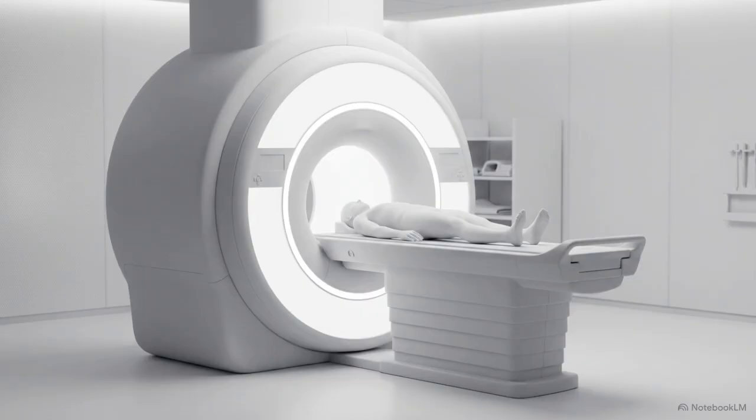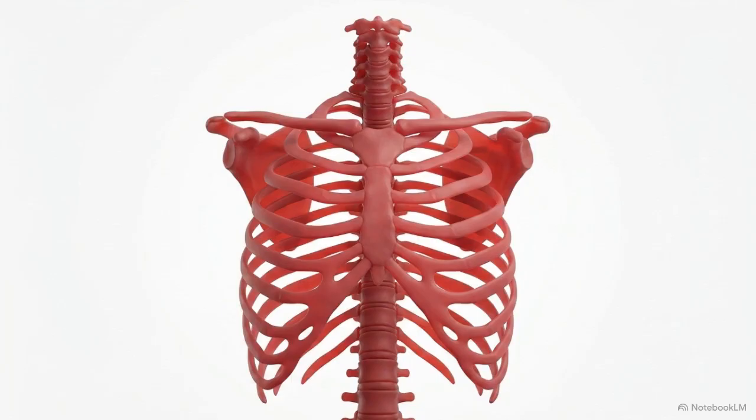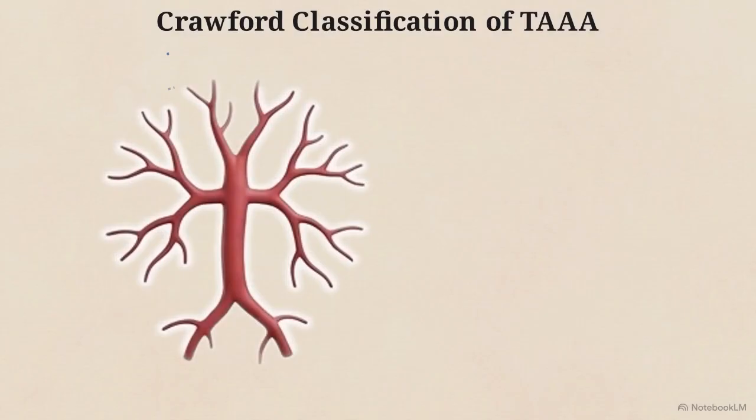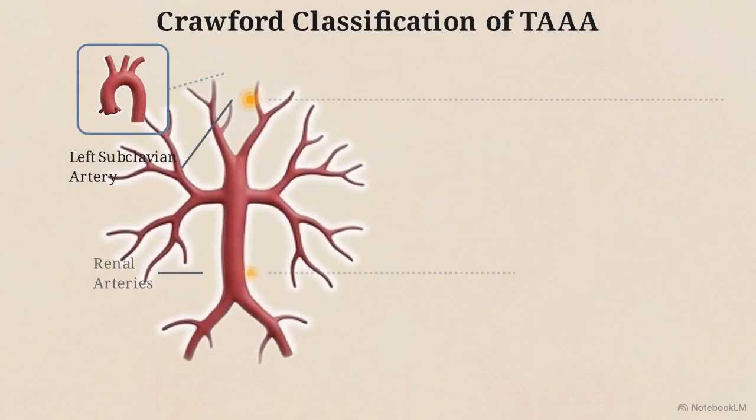EVAR isolates the aneurysm, but it does not remove it. The pressurized biological environment remains, demanding permanent radiographic vigilance. Moving above the diaphragm into thoraco-abdominal aortic aneurysms introduces a new mapping requirement known as the Crawford classification. This model separates the aorta into 4 distinct Crawford zones.